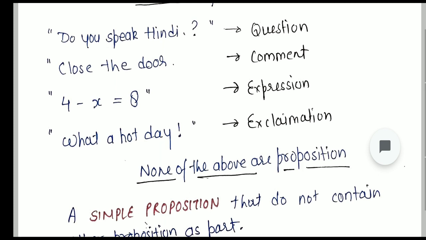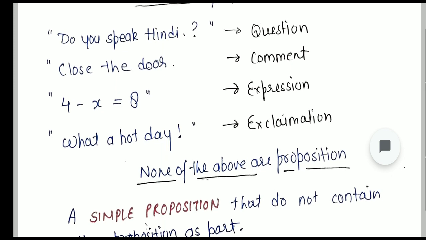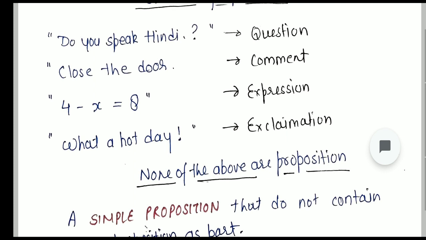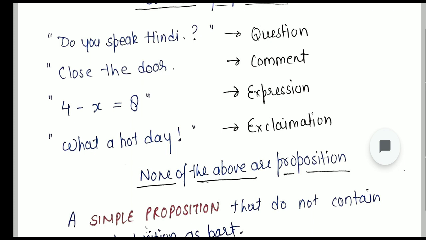4 minus x is equal to 8. Obviously, this is an expression, and it cannot have true or false values. Now, what a hot day! As you can see, this is just an exclamation, and it does not have either of the two answers, true or false. So none of the above are propositions.